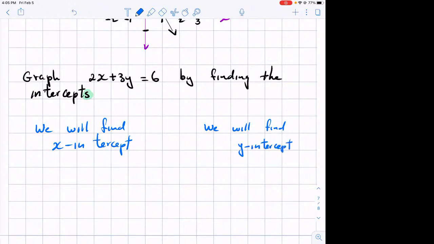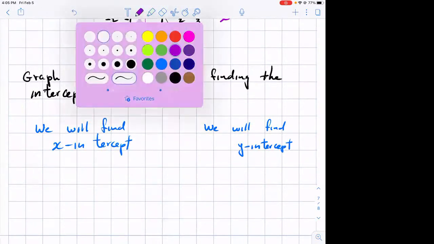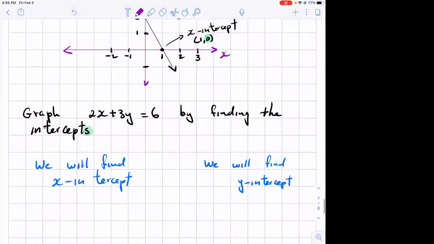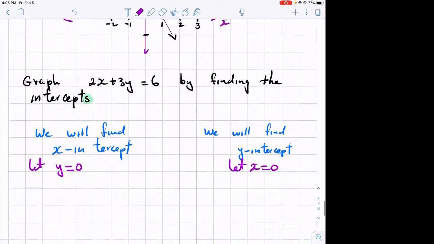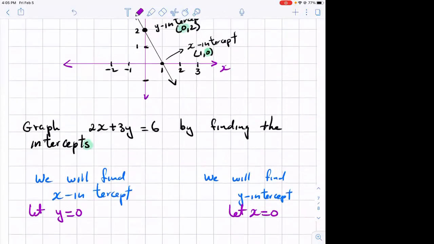Now remember, to find the x-intercept, for x-intercept, let y equal 0. And to find the y-intercept, let x equal 0. And I showed this to you before, right? For x-intercept, the y value is 0. For y-intercept, the x value is 0. Okay?